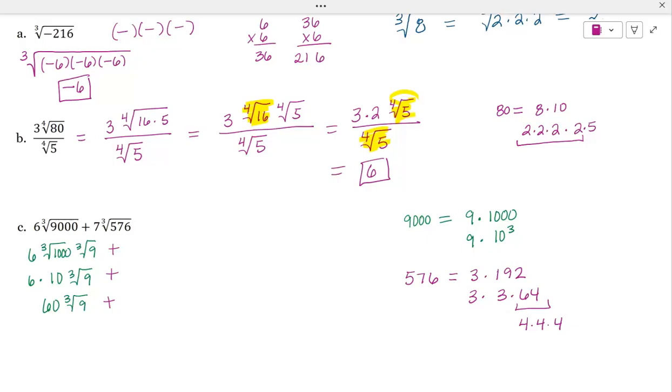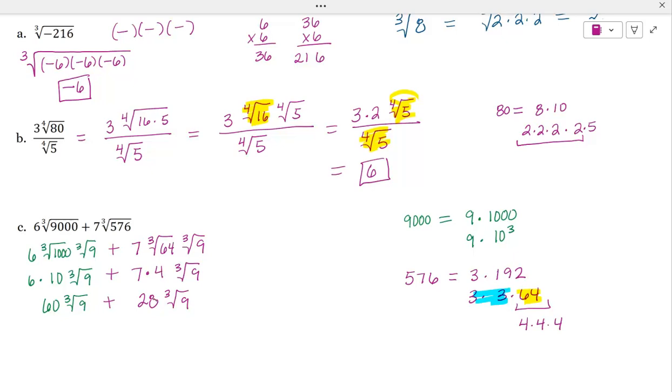So it looks like for 576, I can break that up into the cube root of 64 times the cube root of 9. I've got 64 sitting here and 9 sitting here. Well, that's good. This looks like this is going to end up working out. The cube root of 64 is 4. Oops, let's fix that. And then I've got 28 cube root 9.